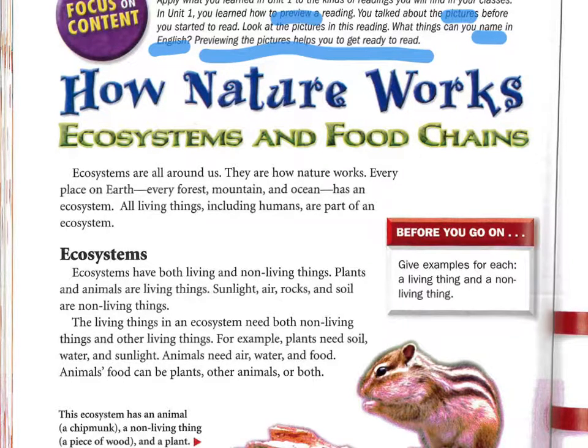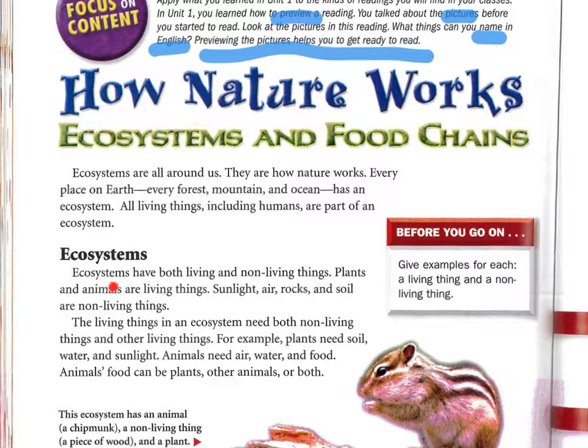How nature works. Ecosystems and food chains. Ecosystems are all around us. They are how nature works. Every place on Earth, every forest, mountain, and ocean has an ecosystem. All living things, including humans, are part of an ecosystem.